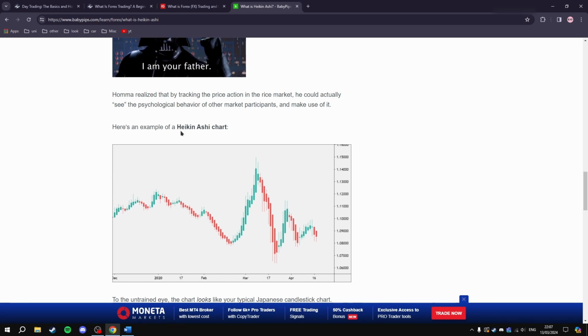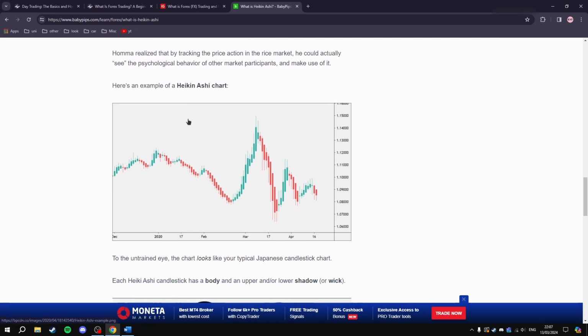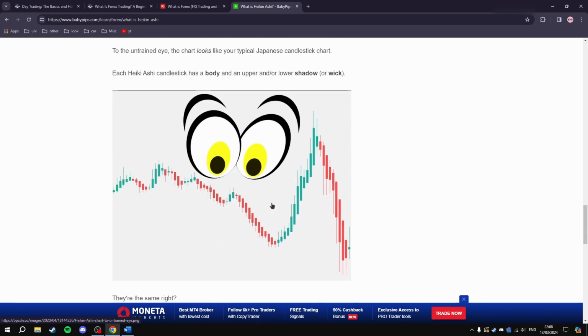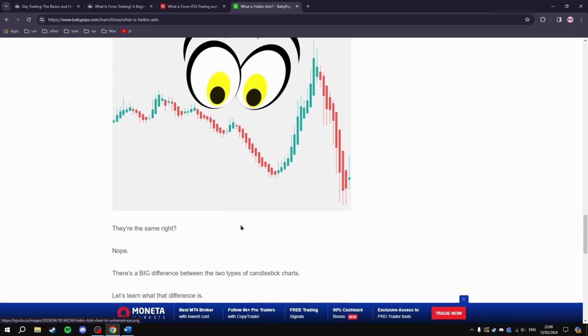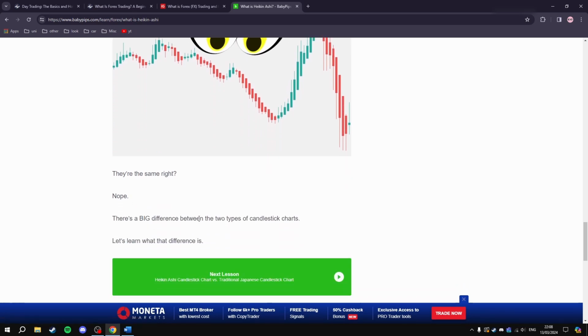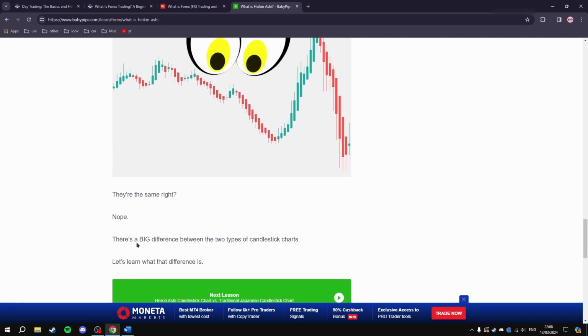Here's an example of a Heikin Ashi chart. To the untrained eye, the chart looks like your typical Japanese candlestick chart. Each Heikin Ashi candlestick has a body and an upper and or lower shadow or wick. They're the same, right? Nope. There's a big difference between the two types of candlestick charts. Let's learn what that difference is.